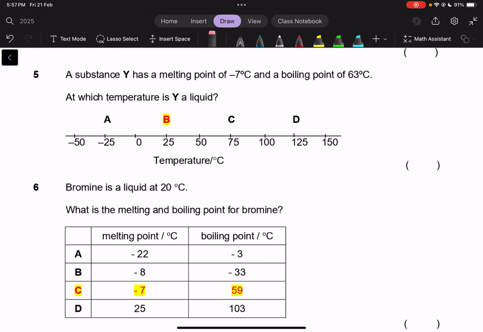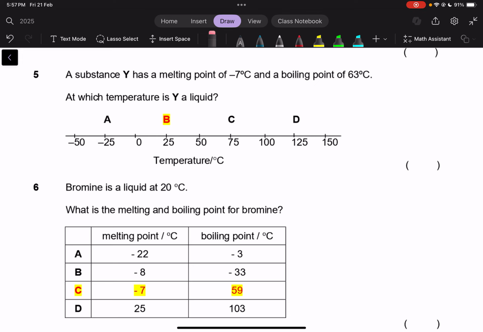Okay, let's move to question 5. So question 5 is a very classic melting point and boiling point question. Then they will ask you to either state the state of the metal at a certain temperature, or you identify at which temperature is a specified state. So like, let's say at which temperature is a solid, which temperature is a liquid or gas.